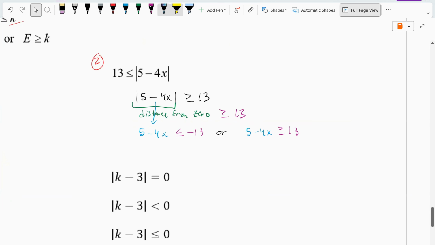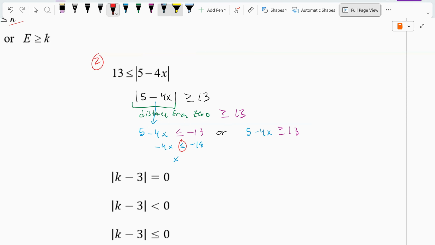So first you have to recognize it's an absolute value inequality. Then you need to decide, are we talking about values close to 0 or far from 0? All right, we solve. If we subtract 5 from both sides, -4x is less than or equal to -18. x is less than or equal to, no.